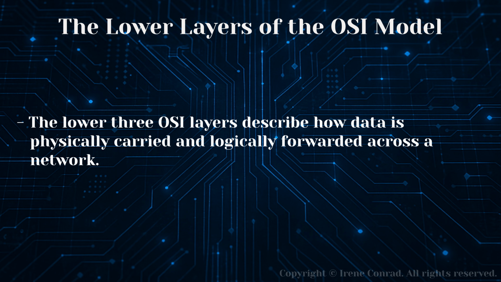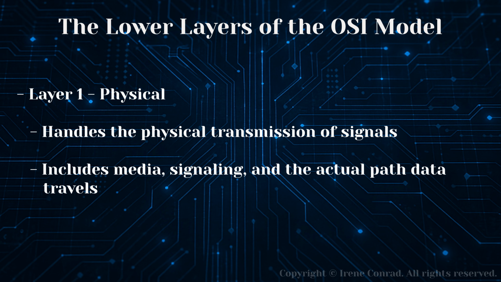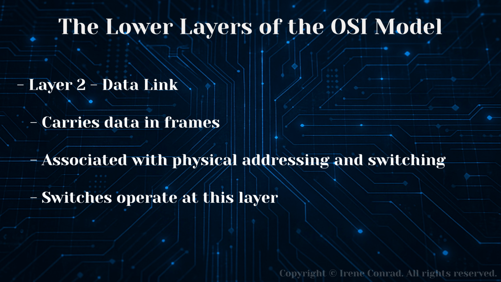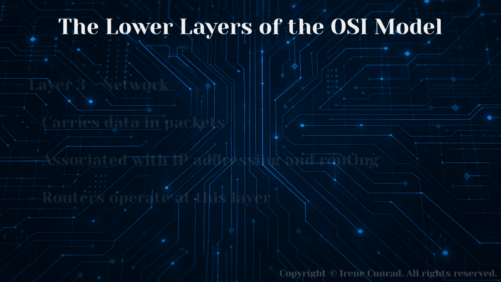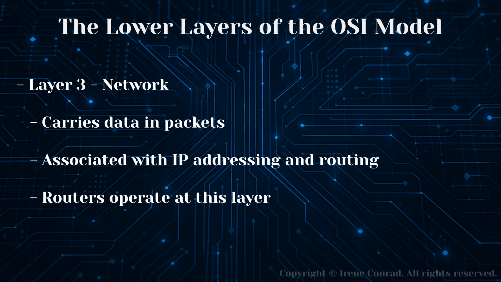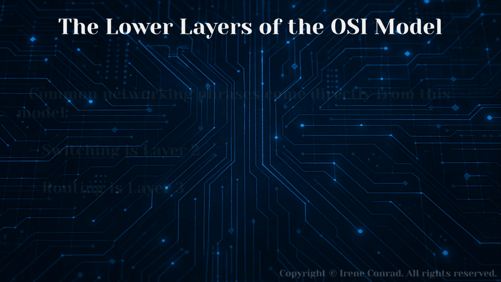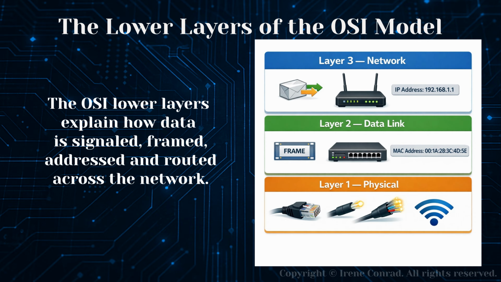Let's make the lower layers simple. The physical layer is the actual connection side of networking. Think cables, signals, and the physical path the data travels on. The data link layer is where data is carried in frames. This is also the layer associated with switches. The network layer is where data is carried in packets. This is the layer associated with IP addresses and routers. That is why people often say things like switching is layer 2, routing is layer 3. Those phrases come directly from the model.